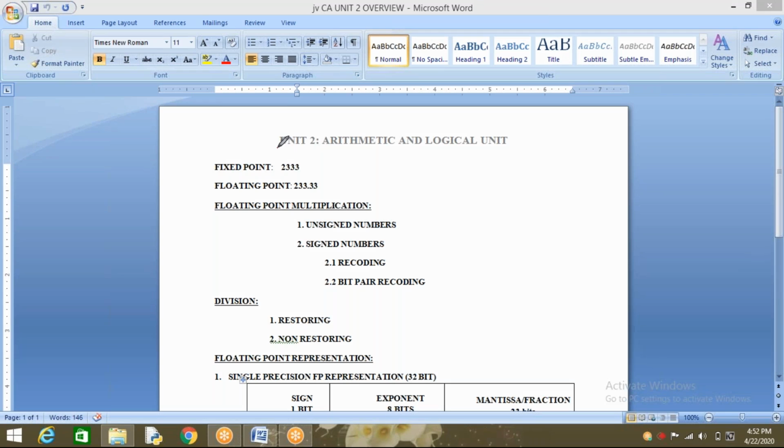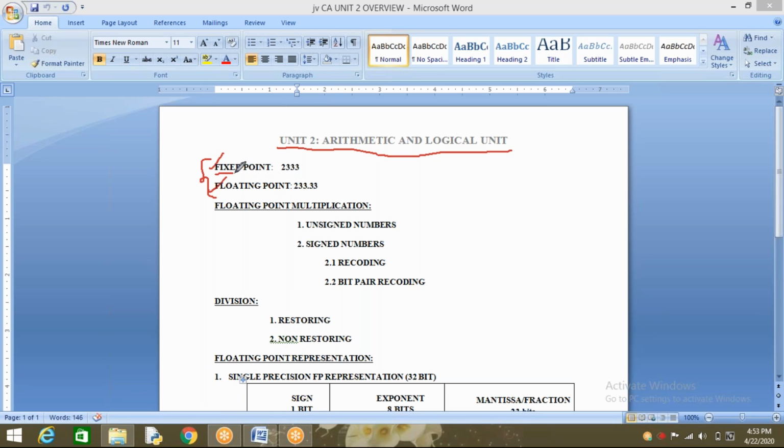Let me discuss Unit 2. In this unit, we are going to discuss the ALU operation, that is arithmetic and logical operations. For that, we should know about the two number formats. The first one is fixed point number format, and the second one is floating point number format.